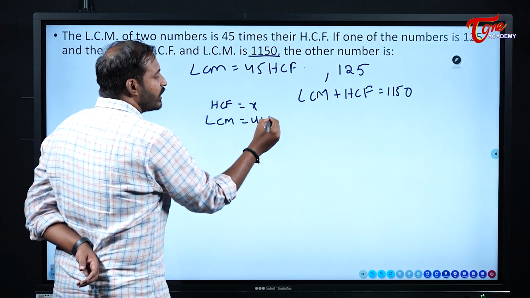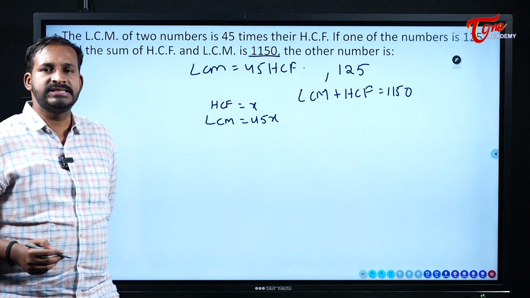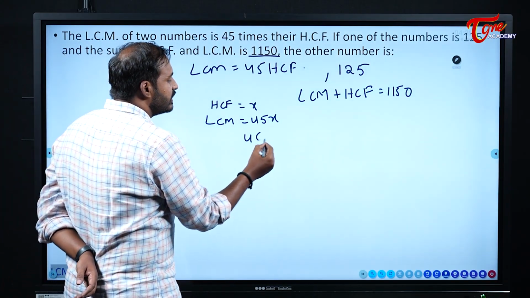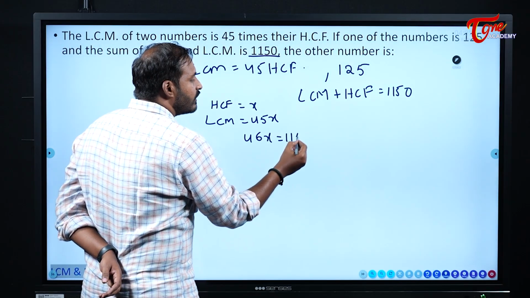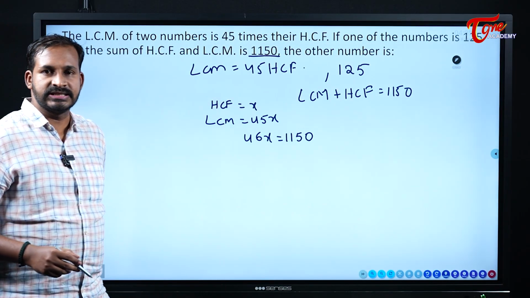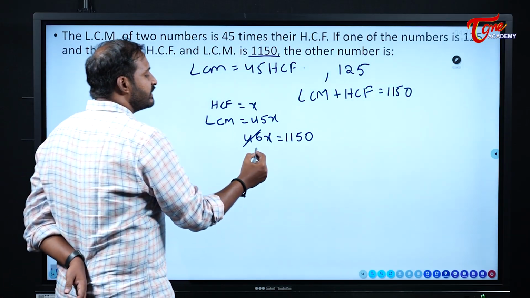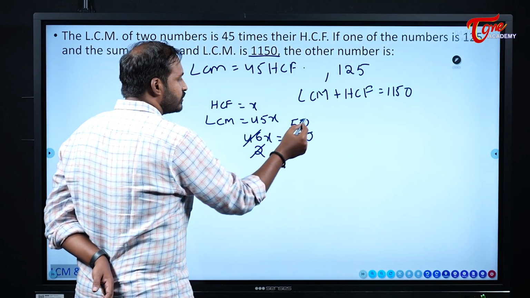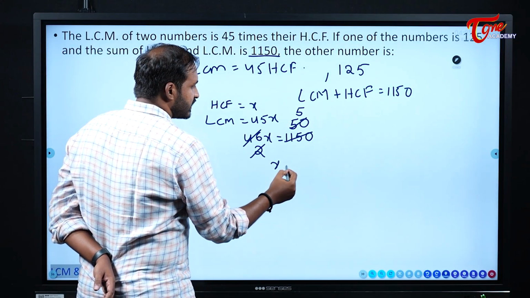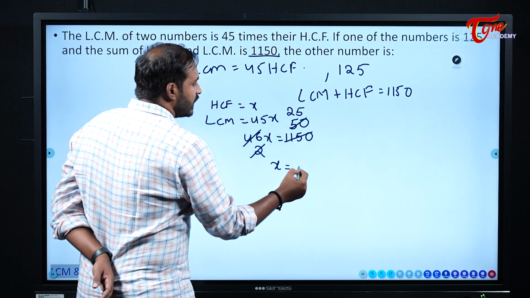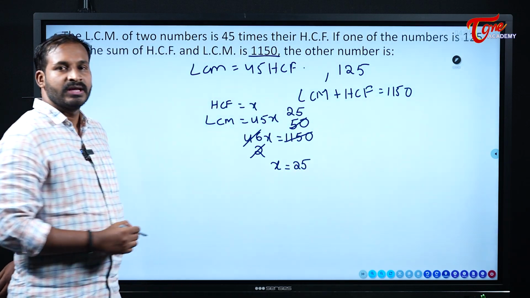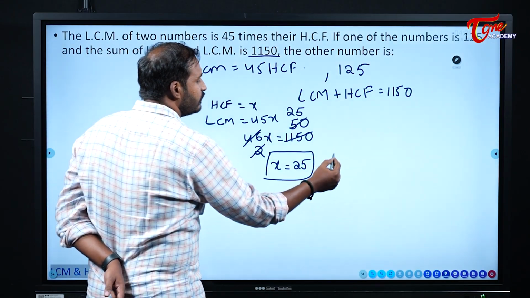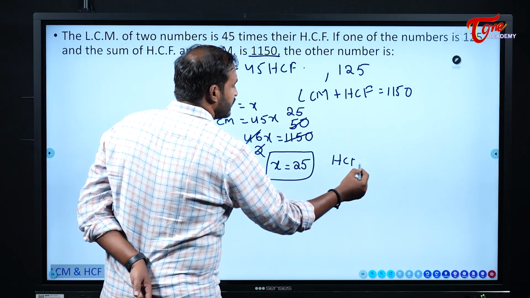what about my LCM? LCM becomes 45x. Given that sum of this LCM and HCF is 1150, so when I add these two things, what I get here? 46x is equal to 1150. If you observe 23 2's, 23, 5 and zeros, 2 1's, 2 5's. So what is the value of x I got here? 25. X is 25 for us. Okay, good. We got the value of HCF. HCF is 25.